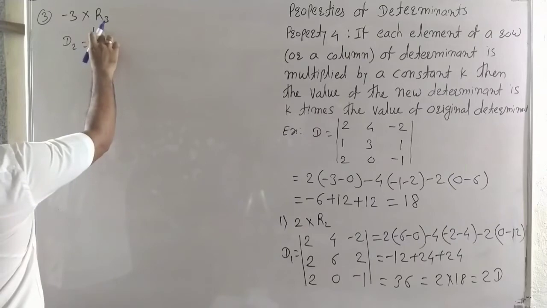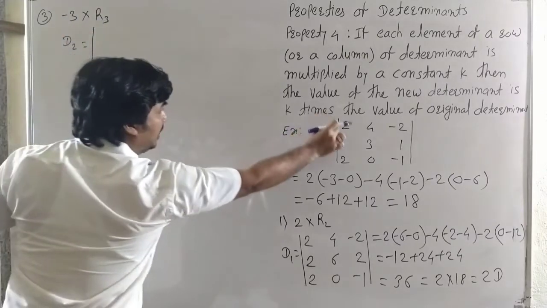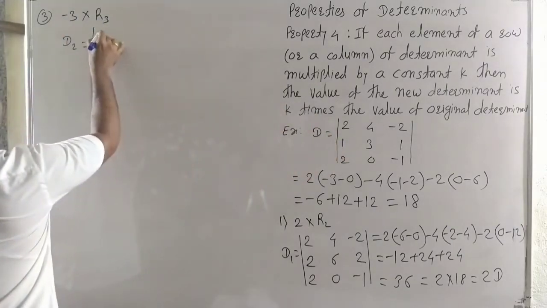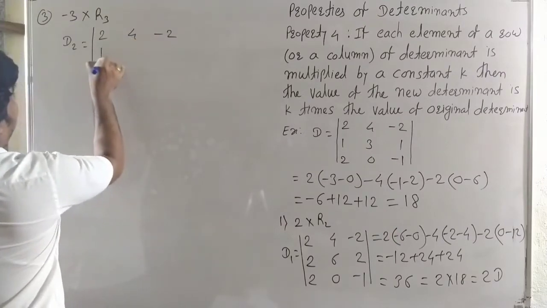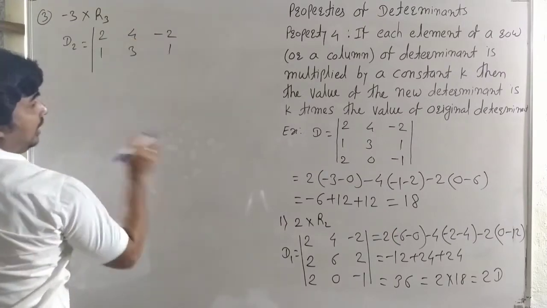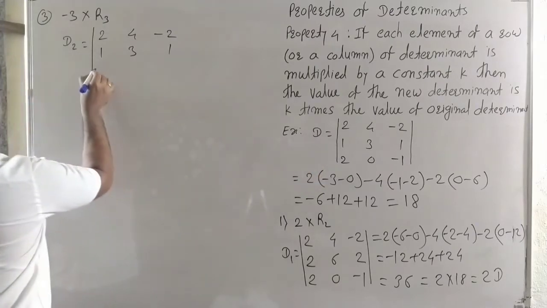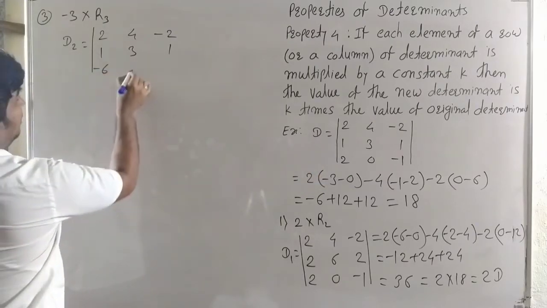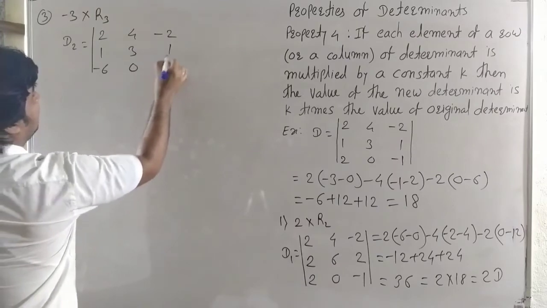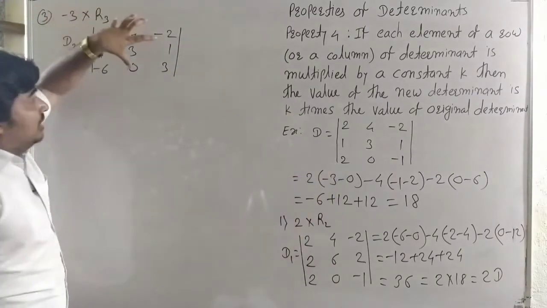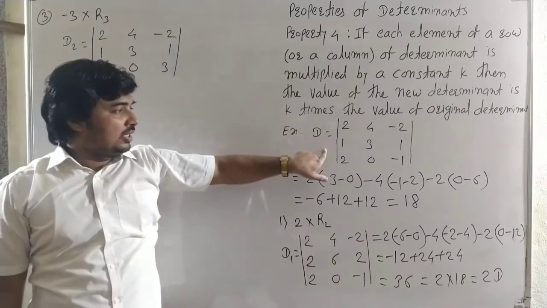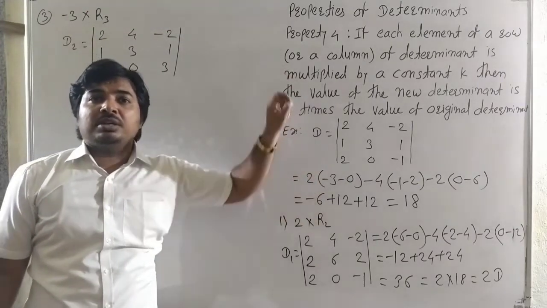We multiply row 3 by minus 3. So row 1 and row 2 as it is: 2, 4 and minus 2; 1, 3 and 1. We multiply row 3 by minus 3. Therefore, it is minus 6, 0 and 3. Okay. Here, it is the obtained determinant. It is the original determinant. The value of the original determinant is 18.